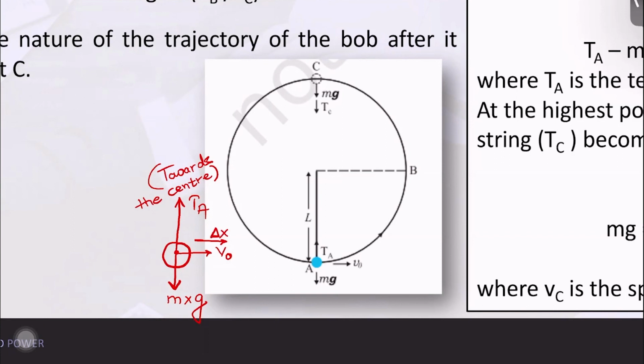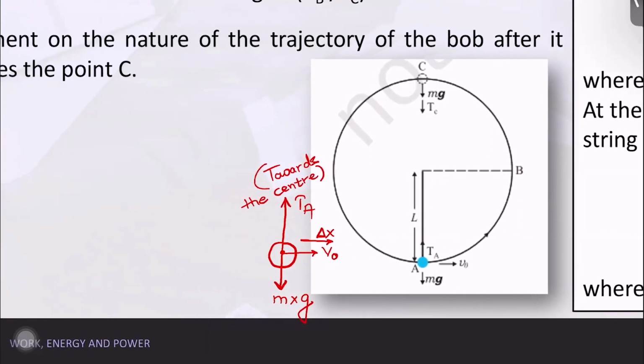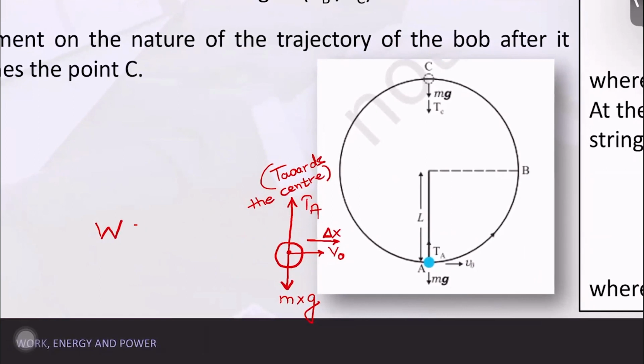Correct. Now, please look at the definition of work. What is the definition of work? It's nothing but force in cross product with displacement. Correct. What is the force here? We need to calculate the tension force multiplied by displacement, that is delta x. What is the angle between them? Clearly the angle is 90 degrees. So it's cos 90 as the work done.